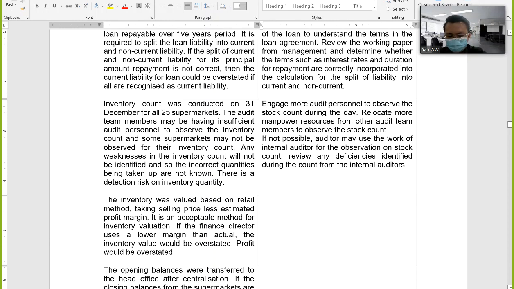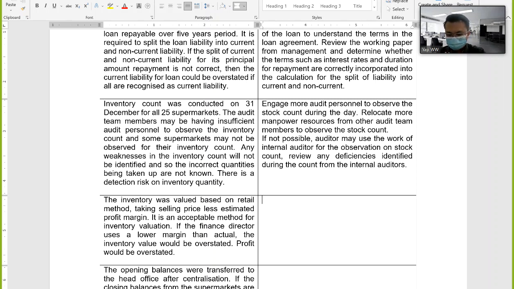Next, the inventory was valued based on the retail method, taking selling price less estimated profit margin. Acceptable method for inventory valuation. However, if the finance director uses a lower margin than actual, then inventory value would be overstated. Yes, lower margin means you take out less profit, then your cost will be higher. When your cost is higher, inventory balance will be overstated.